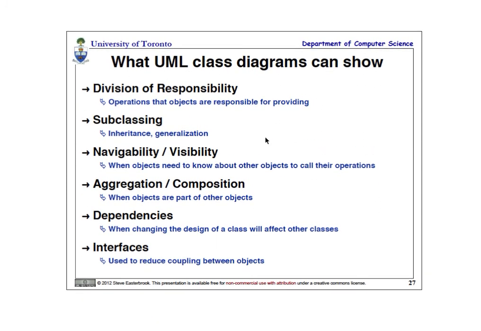So the idea of the class diagram then is to show responsibility, in other words, what operations different objects are responsible for, show subclassing for inheritance and so on, show navigation, show aggregation and composition, dependencies, etc. So you see with all these different symbols and words, this diagram is very information rich. There's a lot of information there, and most of it is in the symbols used and the types of connectors and all that kind of stuff.